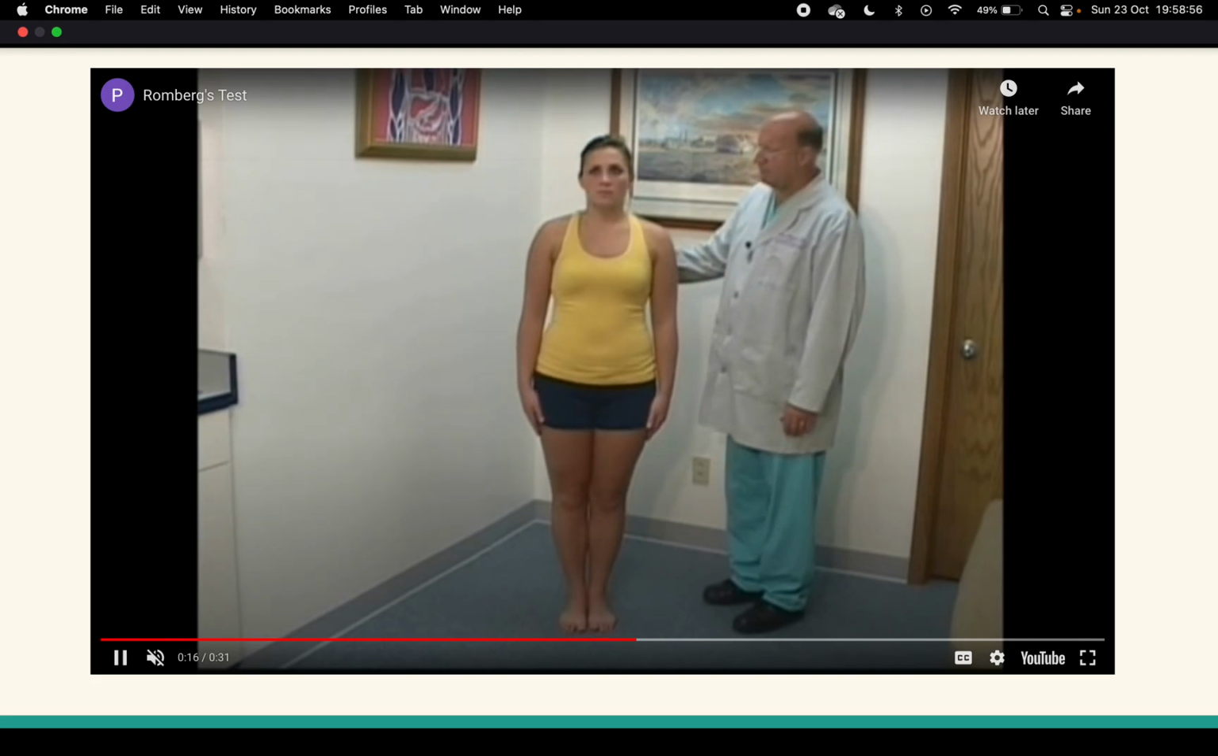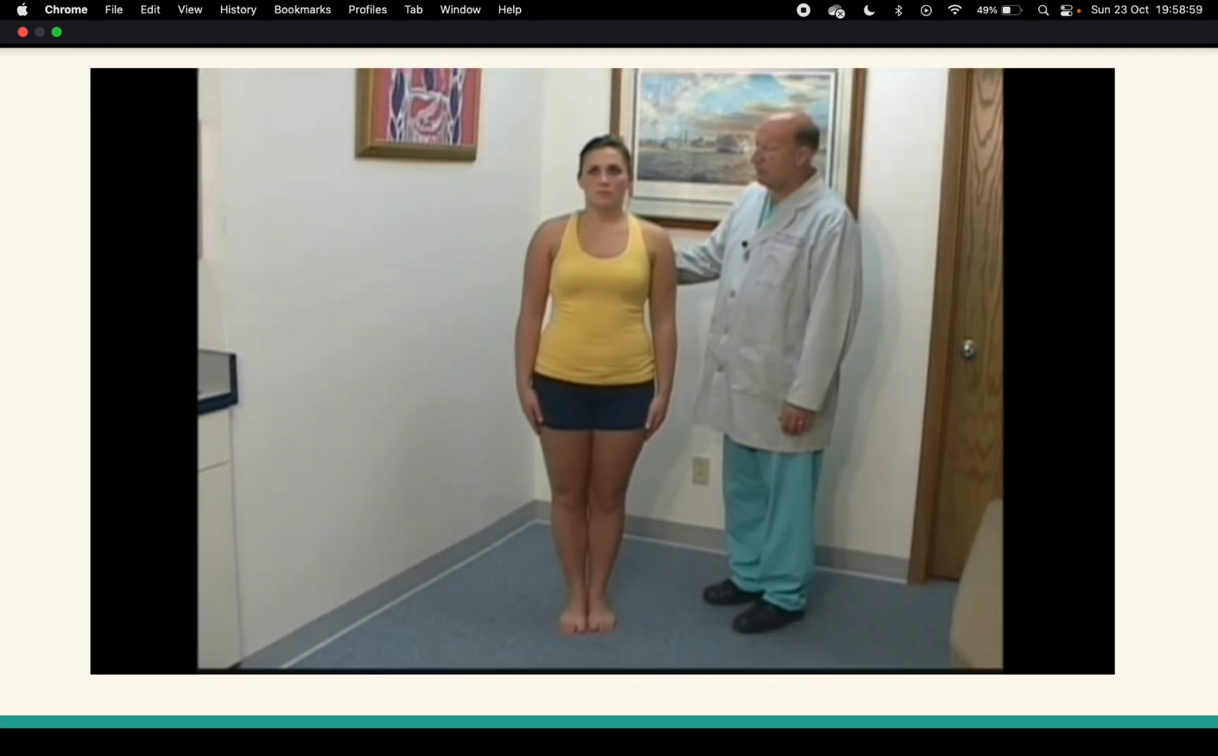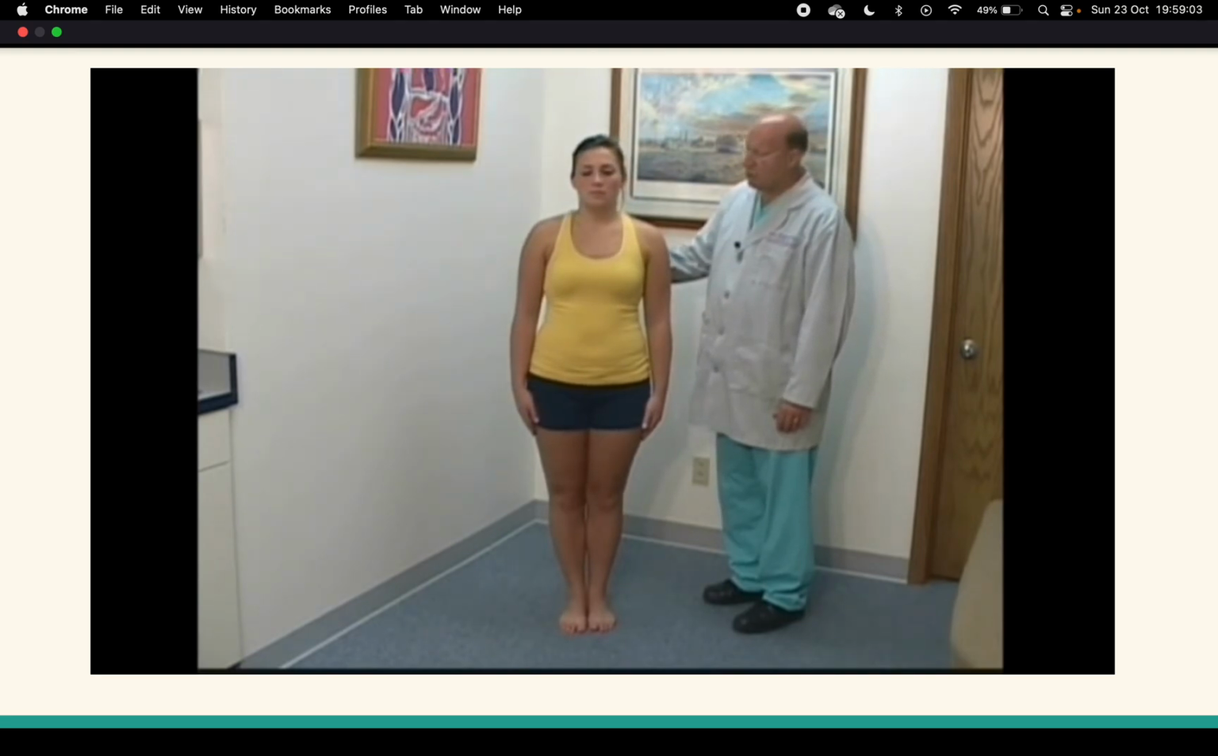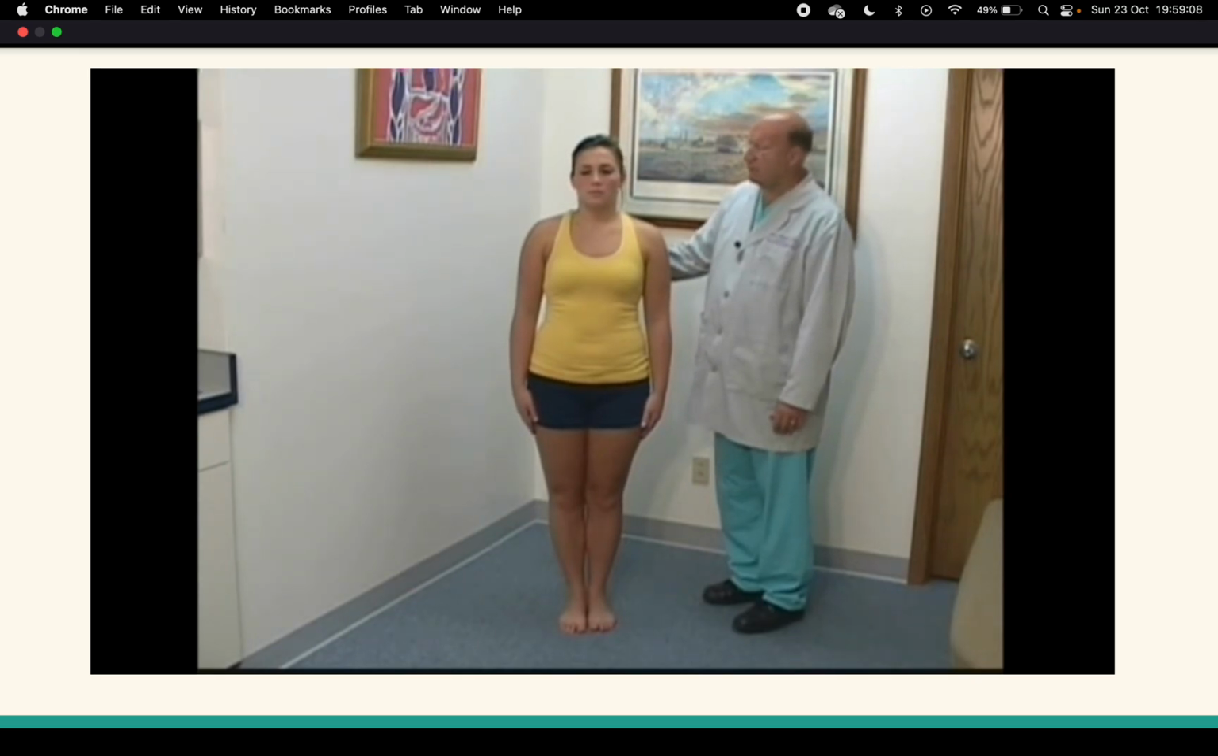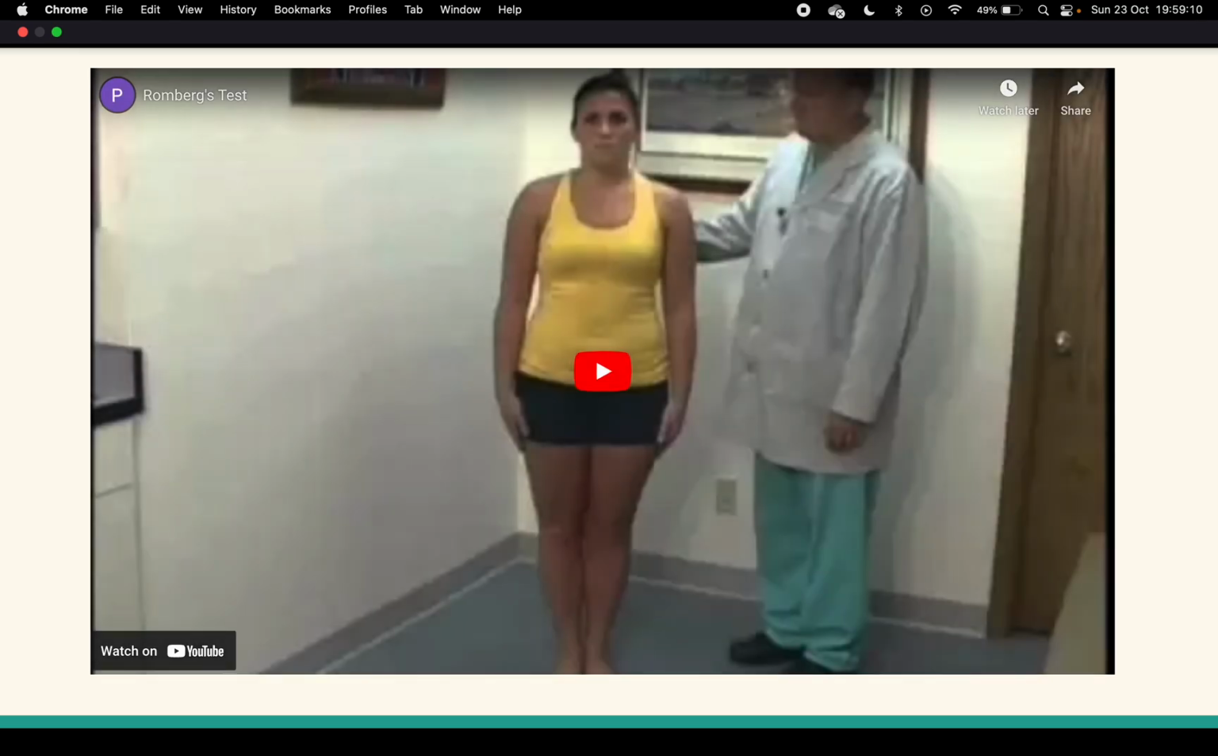So look at this patient. She's standing with eyes open perfectly. There is no imbalance, and now she closed her eyes. So if she falls now, that indicates a positive Romberg. The patient should immediately fall after closing the eyes. A slight swaying towards any side doesn't indicate Romberg, but if the patient has significant proprioceptive sensory loss, he immediately falls after closing his eyes.